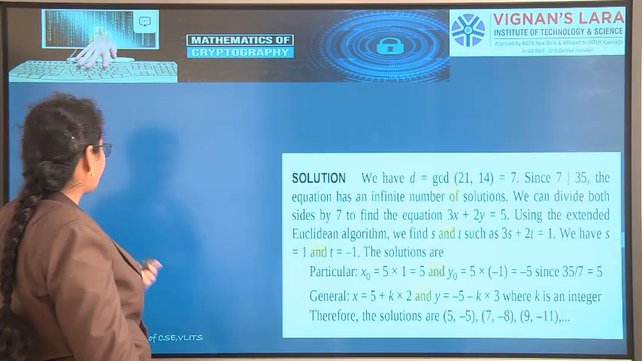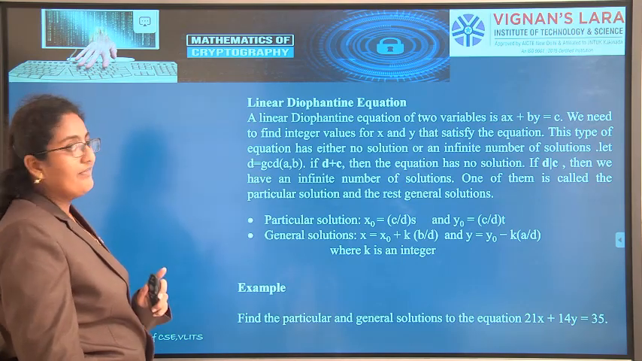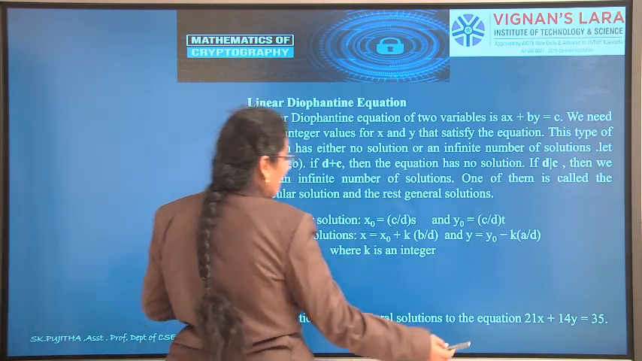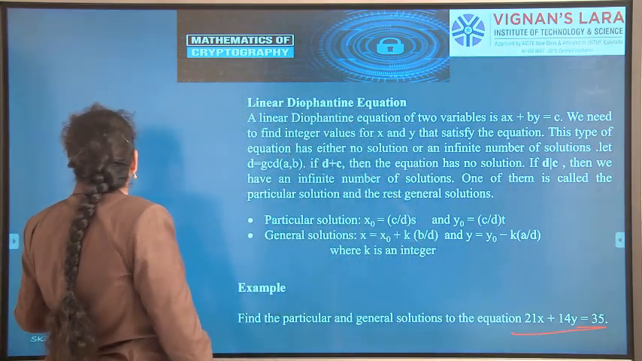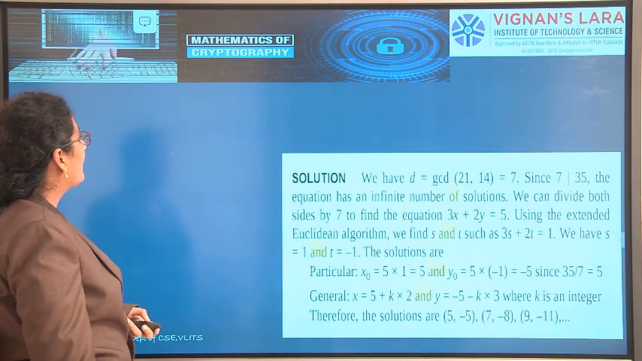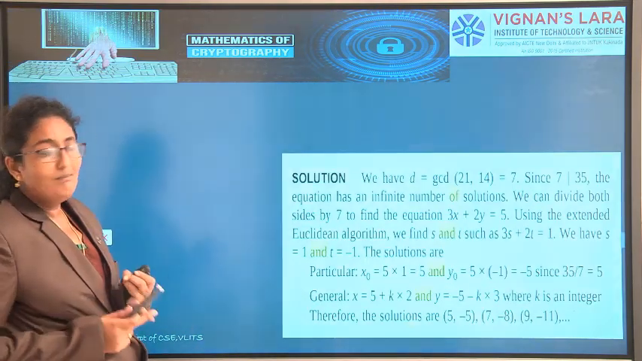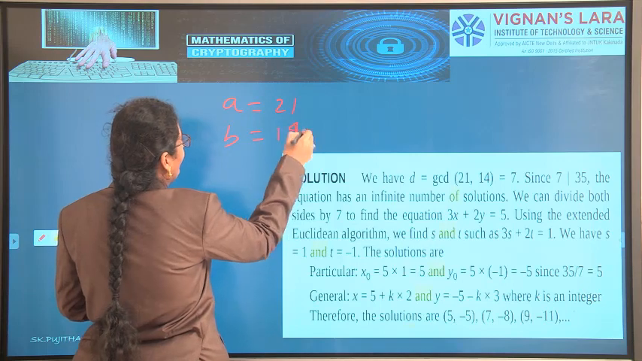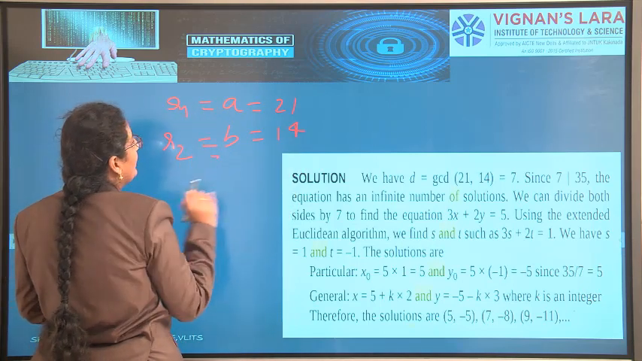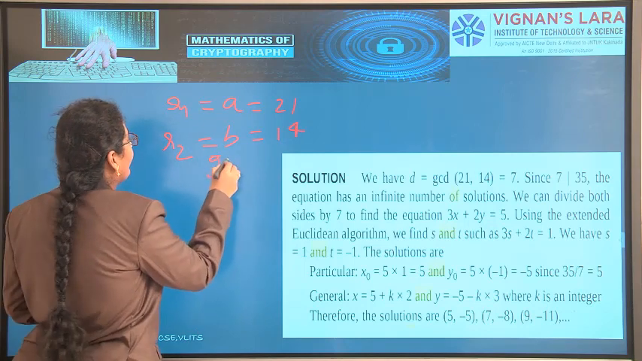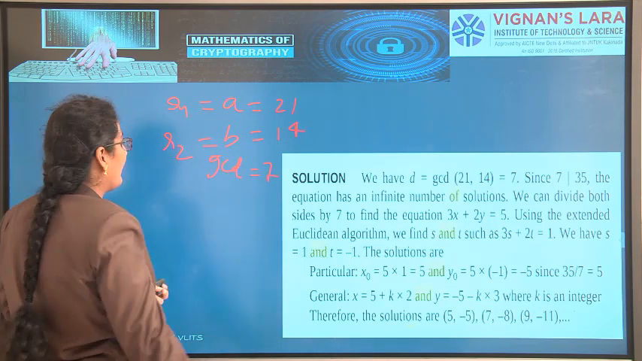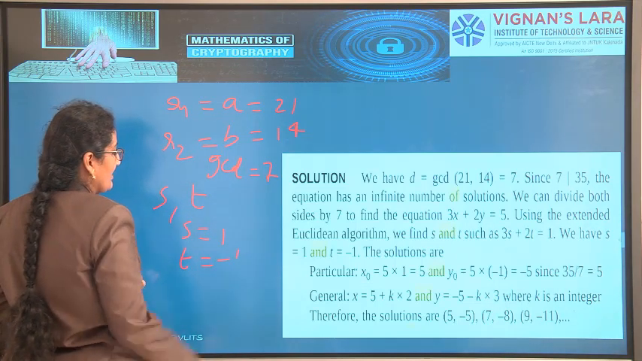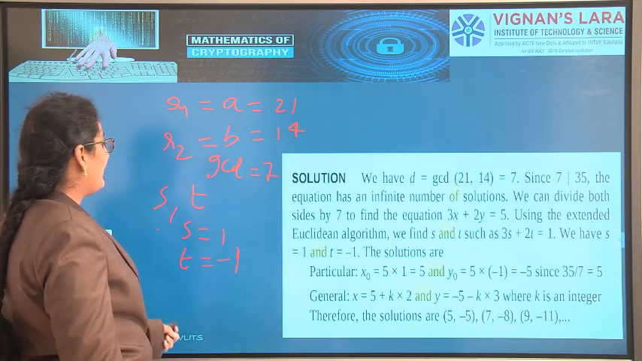So see once again. This is linear diophantine equation. For that example, we have taken 21x plus 14y equal to 35. So to solve this, what we have to do? First we have to perform Euclidean algorithm. By Euclidean algorithm, we are calculating the GCD. A equal to 21, B equal to 14, A is R1, B is R2. Performing Euclidean algorithm, we will get GCD equal to 7. Next, extended Euclidean algorithm, calculating S and T values. Assuming S equal to 1, T equal to minus 1.